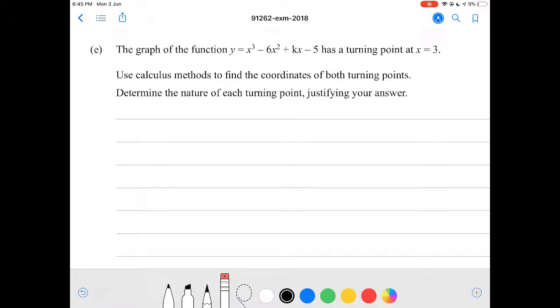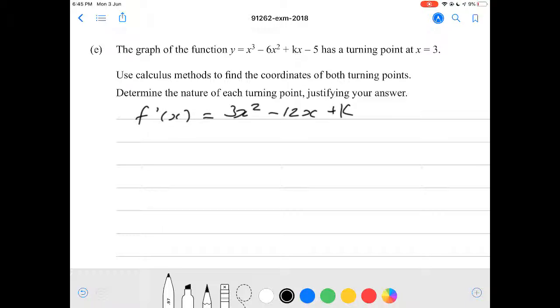Okay, so the first thing you want to do here is differentiate to find the gradient function, okay? So we're going to say f dash of x equals 3x squared minus 12x, okay? So you're basically just multiplying the front number by the power and taking the power down by 1, okay? So that's all you're doing, plus k, okay?